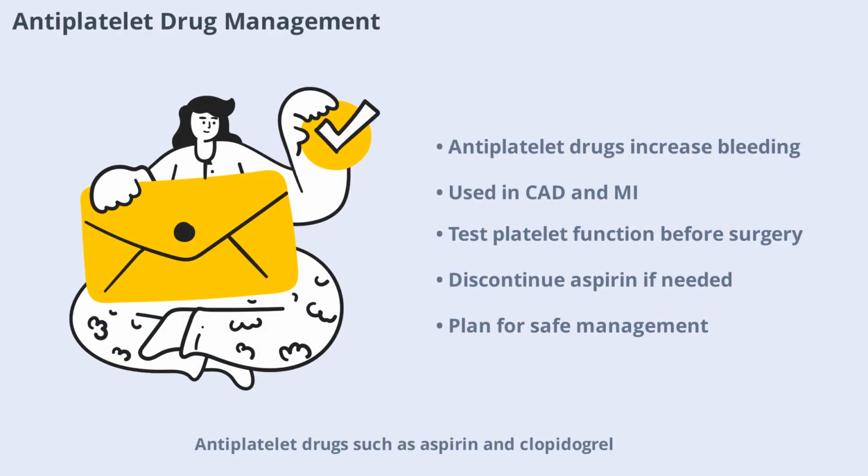Antiplatelet drugs, such as aspirin and clopidogrel, inhibit platelet aggregation and increase bleeding time. These medications are used in coronary artery disease, post-myocardial infarction, and unstable angina. Prior to oral surgery, platelet function analyzer and IV bleeding time tests are performed. If bleeding time is prolonged, aspirin may be discontinued for 3 to 5 days to allow new platelets to enter circulation. Understanding the effects and timing of antiplatelet drugs is crucial for safe surgical management.